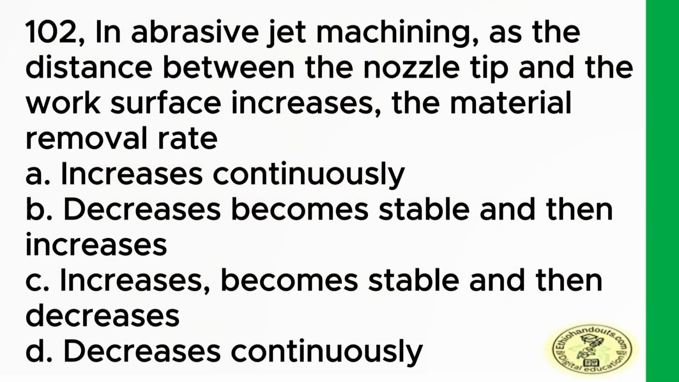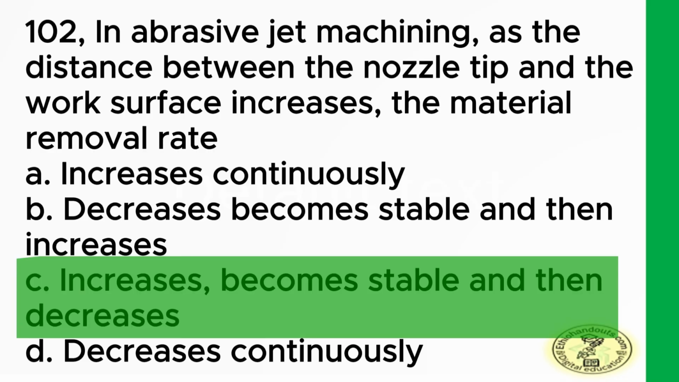Weaker. 102. In abrasive jet machining, as the distance between the nozzle tip and the work surface increases, the material removal rate: A. Increases continuously, B. Decreases, becomes stable and then increases, C. Increases, becomes stable and then decreases, D. Decreases continuously. The correct answer is C. Increases, becomes stable and then decreases.